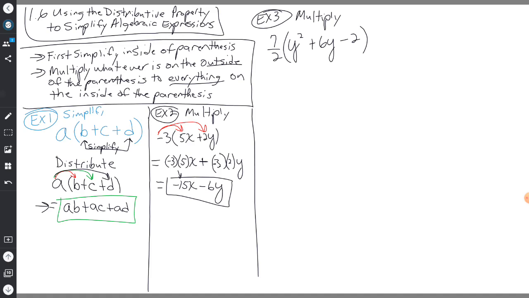So first thing we do is we look on the inside, see if there's anything that we can simplify. Is there anything that we can simplify? But one of them is a square. So when we have different powers on the variable, we still cannot combine them, not when we're adding and subtracting. So really, there's nothing that we can do on the inside.